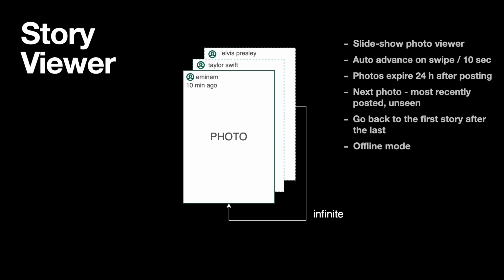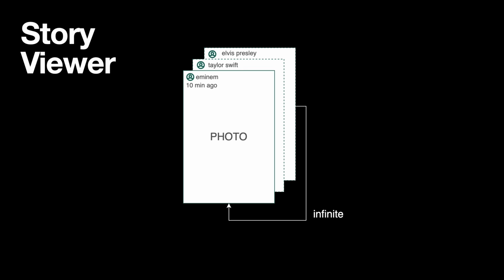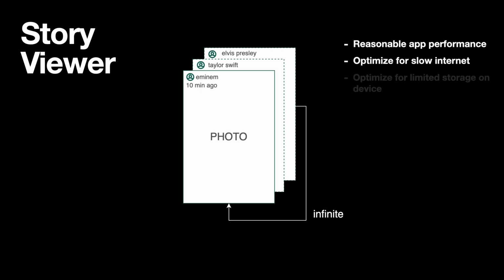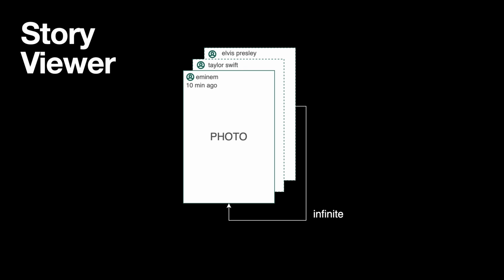Let's move on to the non-functional requirements. We have four important things to consider. Our app's UI should have reasonable performance. We should optimize for slow internet connections, limited storage on the user's device, and we shouldn't overload the backend with too many useless requests.